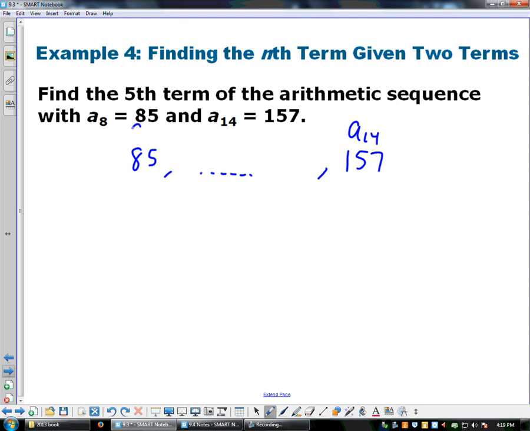So if I think about that, my formula that I would normally use is a sub n is equal to a sub 1 plus, again, n minus 1 times d.